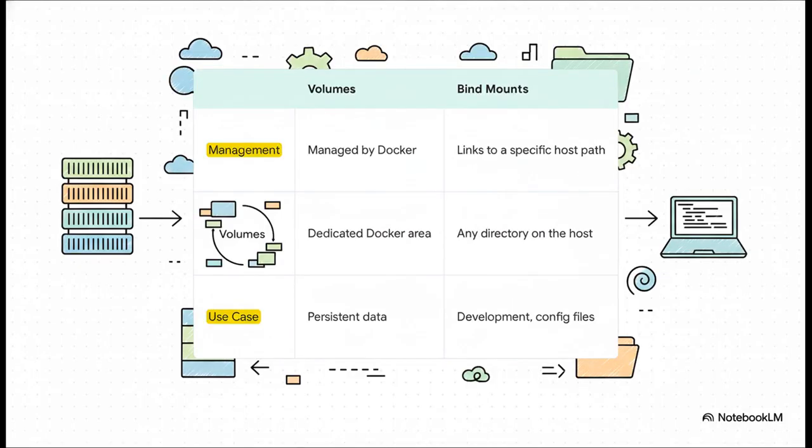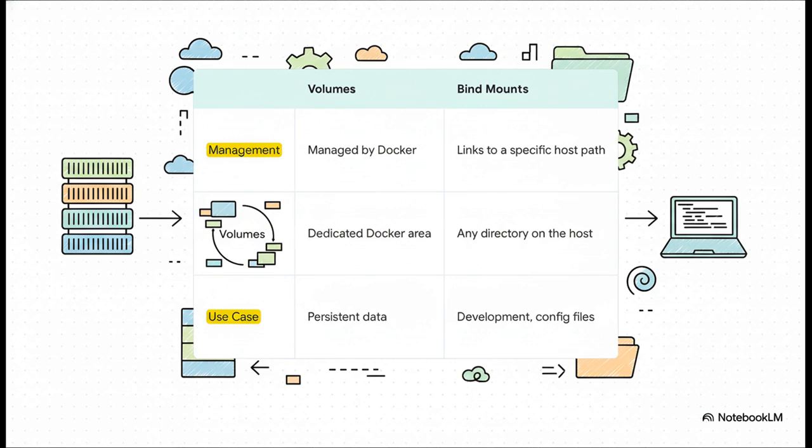And for that, we have two main tools, volumes and bind mounts. Think of a volume as a special managed backpack that Docker gives to your container. Docker handles where this backpack is stored and makes sure the data is safe, even if the container is gone. This is what you want for things like databases, your production data.